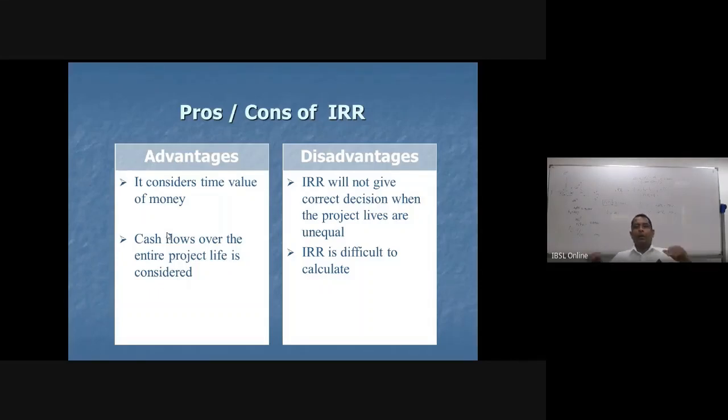See, the only time we don't consider the project life is payback period. Payback period, what we consider is time taken to recover our initial investment. After that time, we don't bother. All other cases, you need to consider the project life. Right? IRR is difficult to calculate.